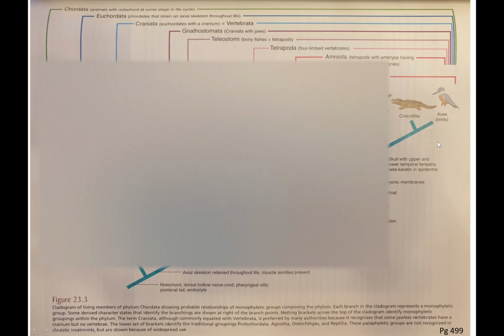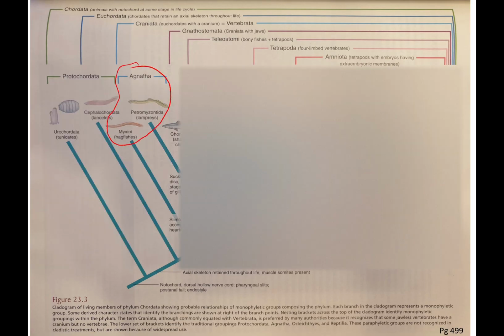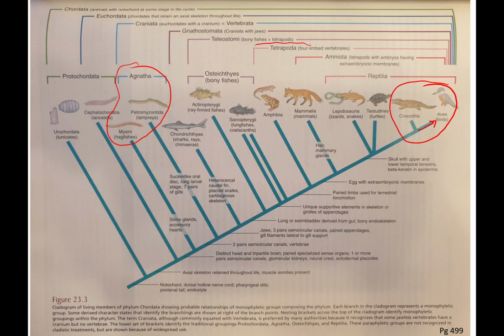Again, use this diagram. Hey, there's an answer. Birds stemmed from reptiles. I'll use this diagram to help you out. Here's Agnatha, and we talked about tetrapods.